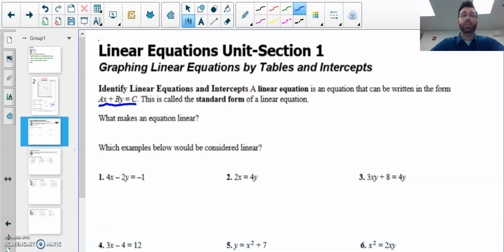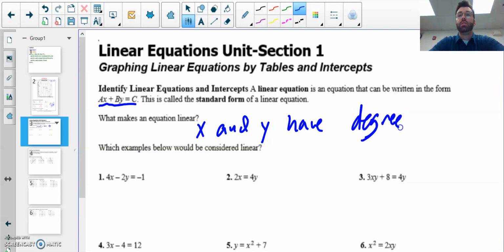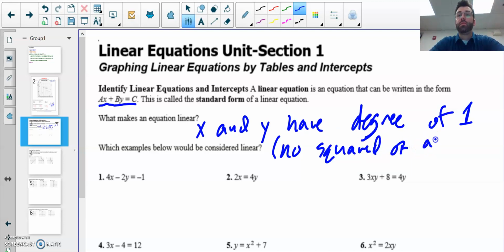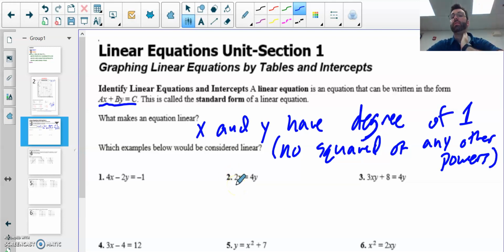What makes an equation linear is the fact that x and y have a degree of 1. Basically, no squared or any other powers. So I want to look for the equations here that could possibly be considered linear.